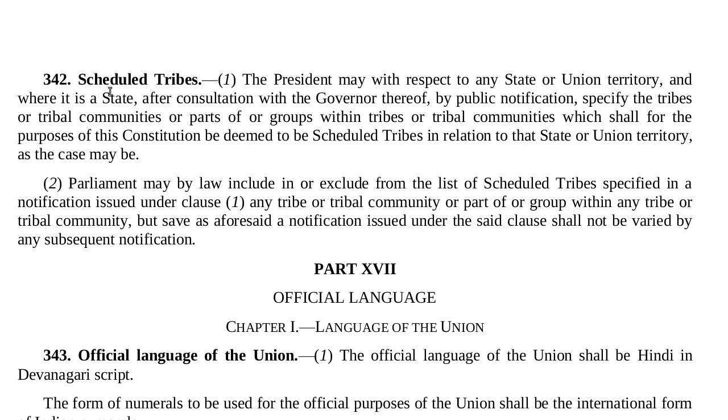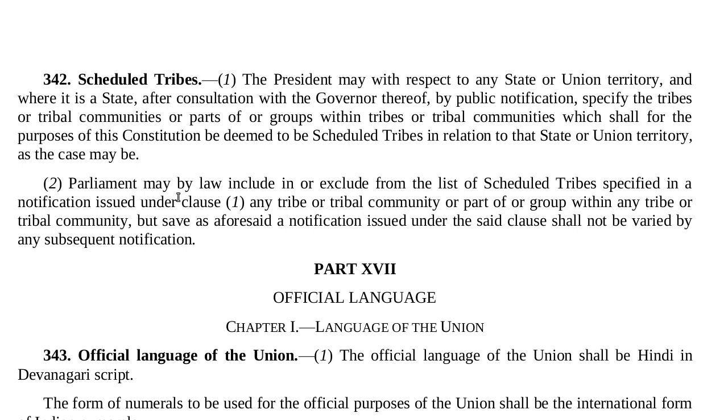Article 342. Scheduled Tribes. 1. The President may, with respect to any state or Union territory, and where it is a state, after consultation with the Governor thereof, by public notification, specify the tribes or tribal communities or parts of or groups within tribes or tribal communities which shall for the purposes of this Constitution be deemed to be Scheduled Tribes in relation to that state or Union territory, as the case may be.